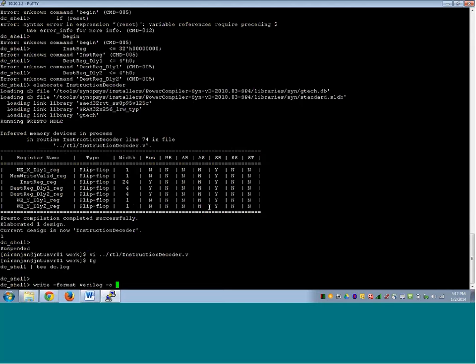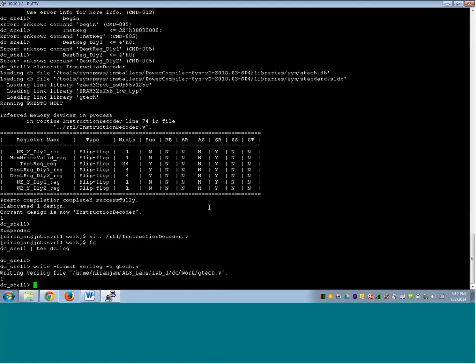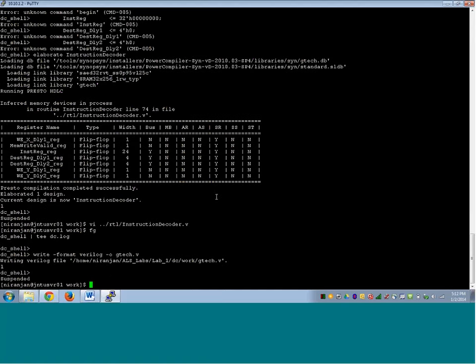Let's say I say write reset dot v. So it wrote something. Let's see what it wrote. This write command is the one that is used to write out the netlist. Now please remember that the synthesis has not been done. We haven't issued any compile.